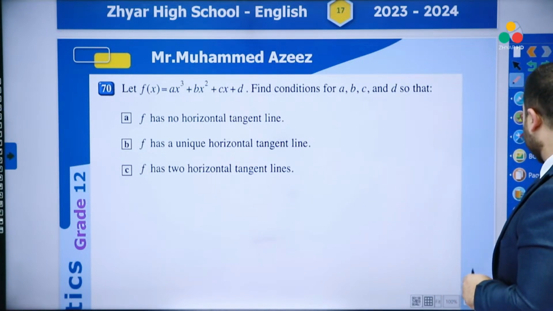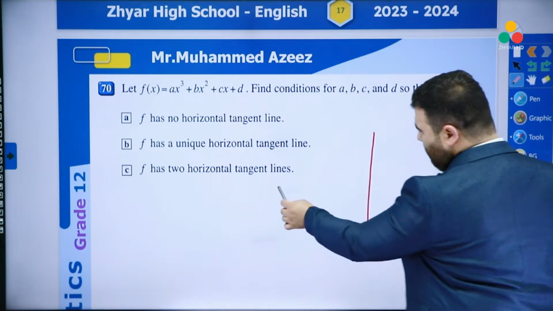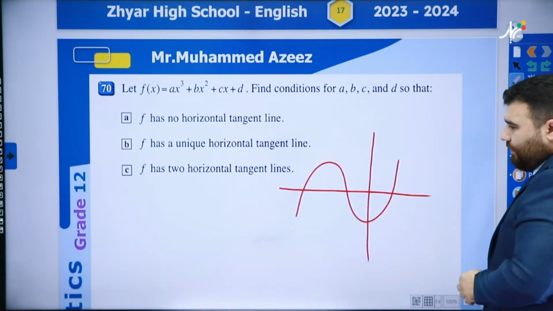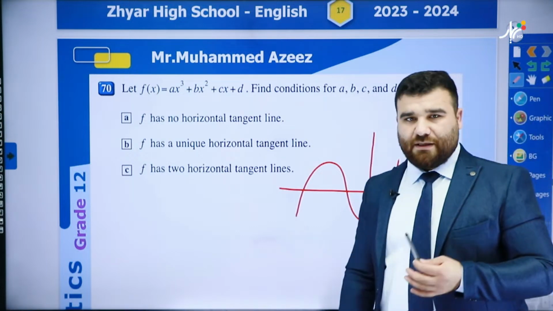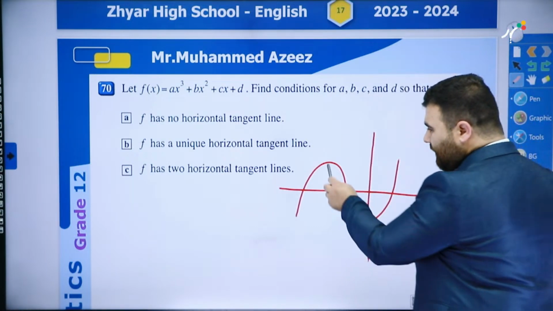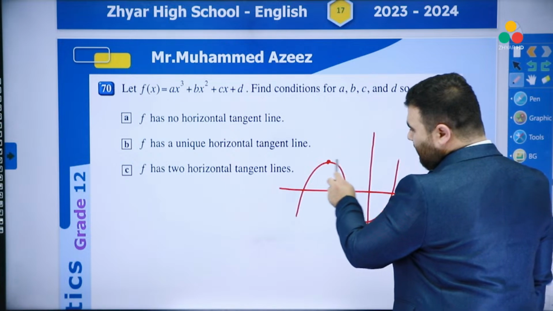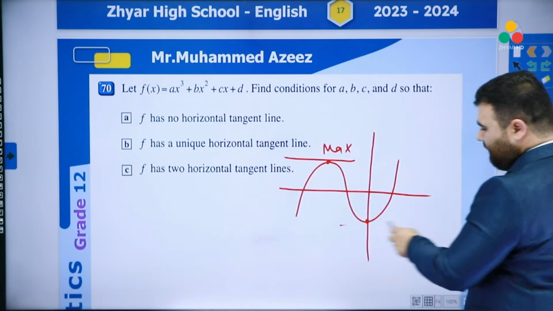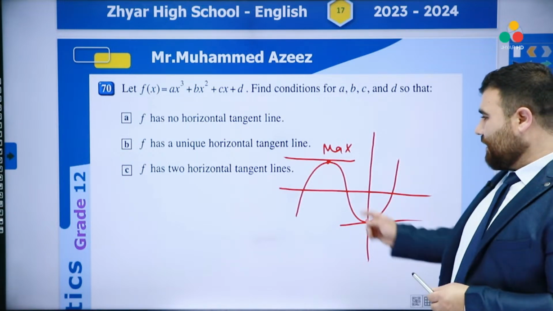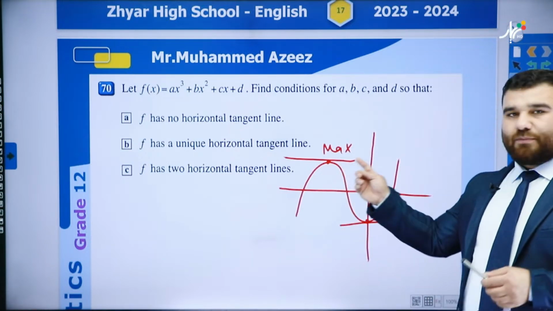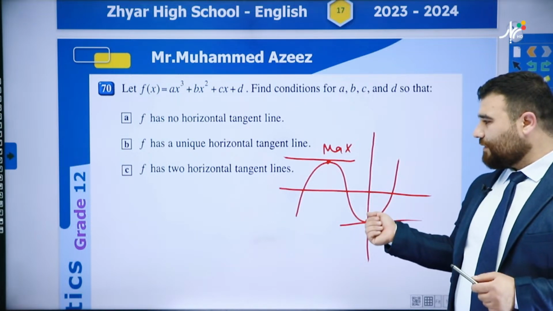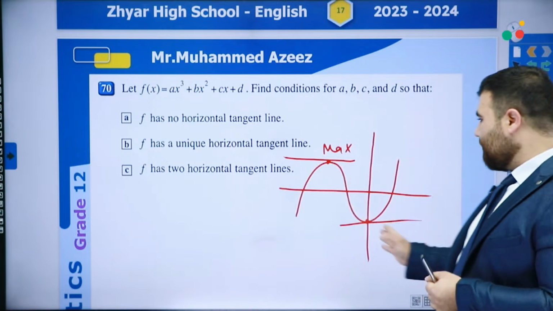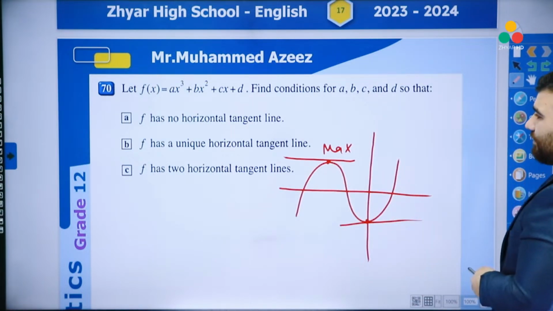Let me explain something here. Let's say this is the xy coordinate plane. This is a cubic function. It has a horizontal tangent line at the extreme points, at the max, and it has a horizontal tangent line at the min. Then to find the points where the function has a horizontal tangent line, I find where the derivative equals 0. This is how I find max, min, or any extremum point.